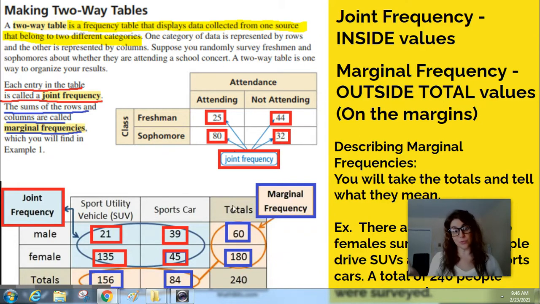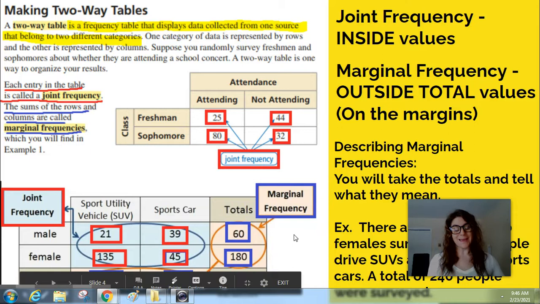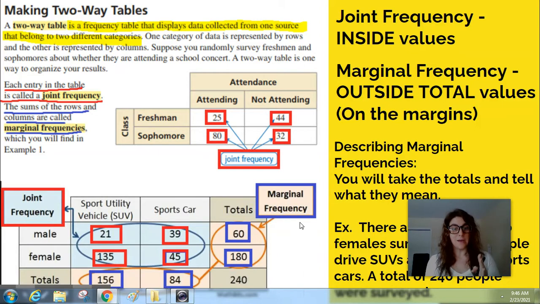Once we start adding in those totals, notice that this first table doesn't have the totals. The second one does. That's where our marginal frequencies come into play. They are now on the margins, on the outsides, okay? And they are always going to be the totals of the rows and the columns, okay? So it's really important that you know the marginals are the totals of each row and column, and they sit on the outside. They sit on the margin. Like if I was to say the margin of your paper, we know the margins are on the edges.